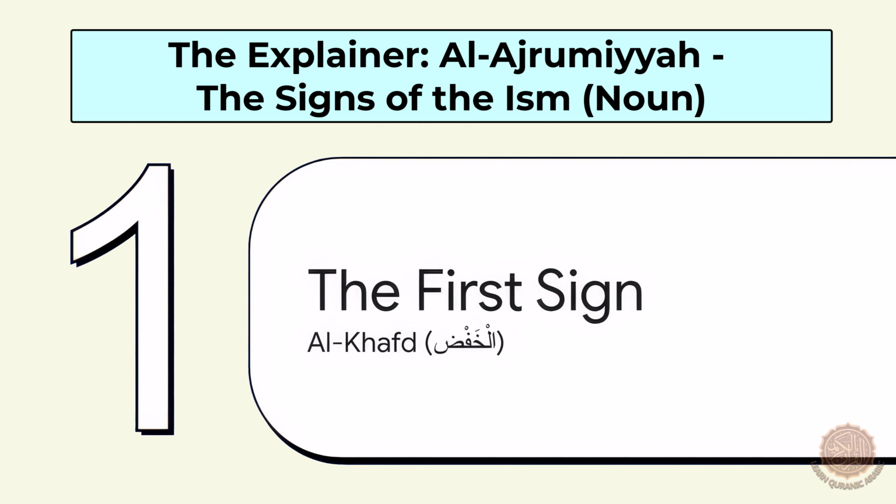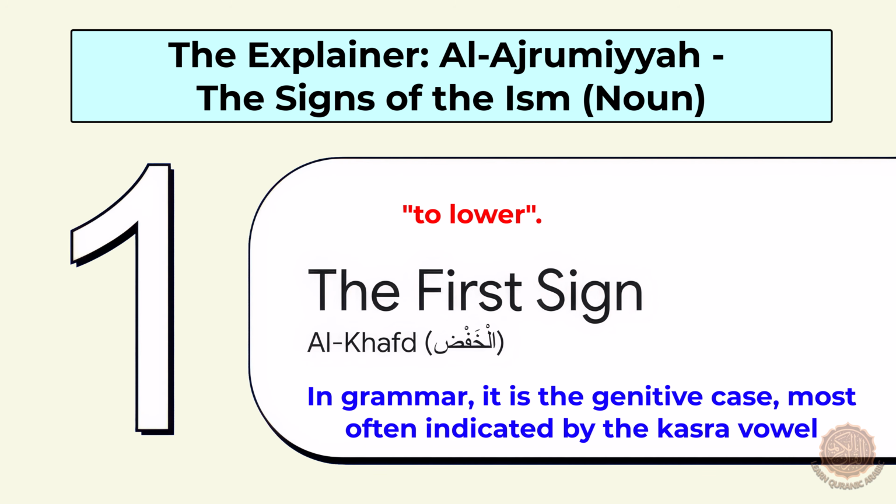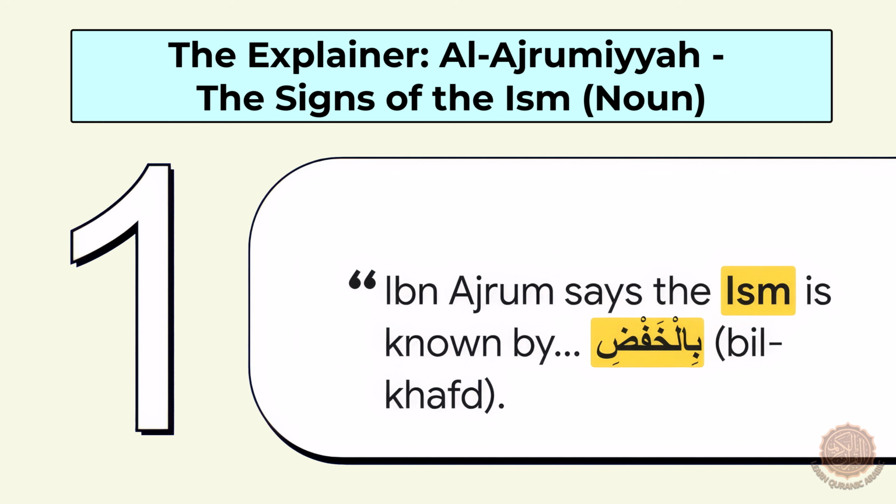Let's take a closer look. The word Al-Khafd has two meanings. In everyday Arabic, it just means to lower something. But for us, in grammar, it's a technical term for the genitive case. And how do we see it? Well, its main footprint, its biggest clue, is that little vowel mark that goes under the last letter of a word, the kasra. Ibn Ajrum starts his list with this exact sign. He says the ism is known by, let's say it slowly, bil khafd, by al-khafd.